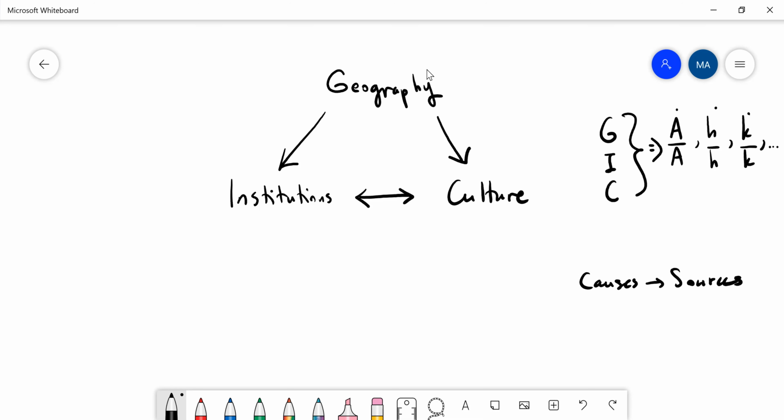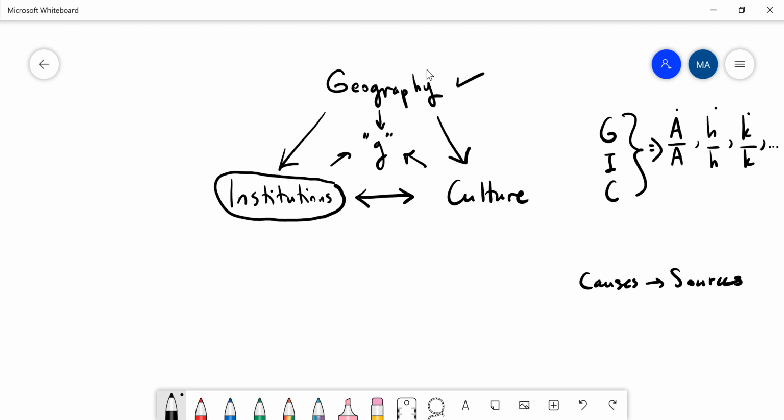So from fundamental causes to sources, we have this rather complicated stuff. So eventually, the long-run growth rate of the economy is determined through all these factors, right? And we already discussed geography in our last lecture. Okay, so today we want to talk about institutions.